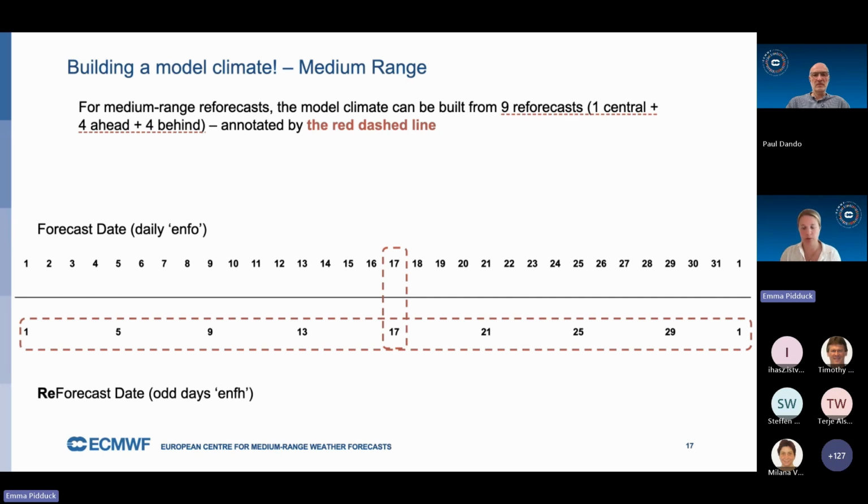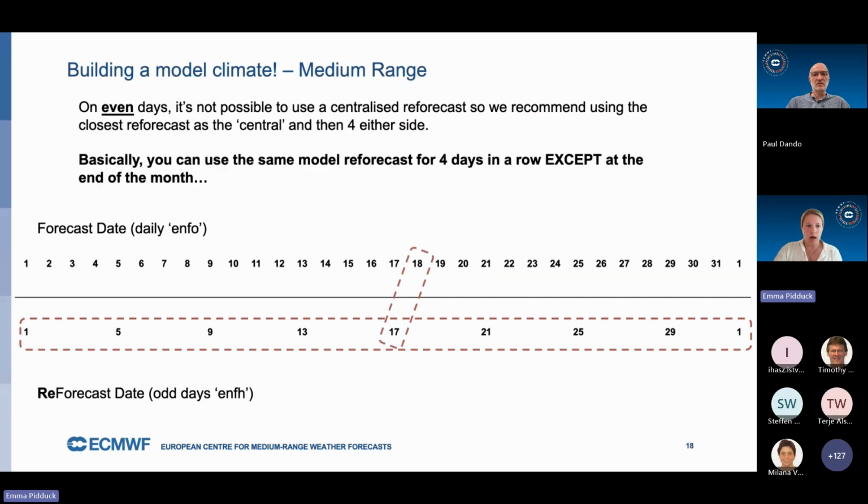So I believe at the moment we will be providing them 1 day ahead. So then on even days, and bearing in mind the spacing is different, again, this gets slightly more complicated. On an even day, you can't use a centralized reforecast. So we recommend using the closest reforecast as the central, and then 4 either side. So in summary, you can use the same model reforecast for 4 days in a row, except at the end of a 31-day month or the end of the month.